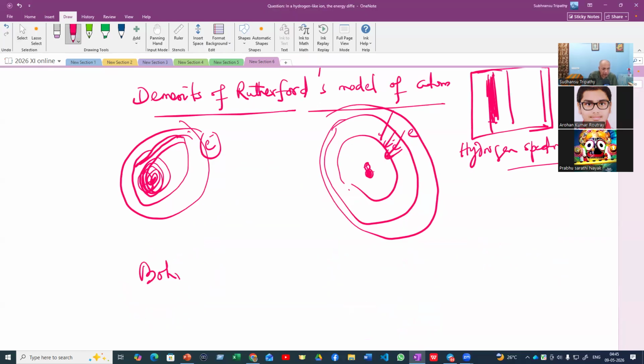Bohr said that the electrodynamics principle is failing because inside the atom, the world is different. Inside the tiny atom, the nucleus has a radius of 10 to the power minus 15 meter, and the radius of the atom is nearly 10 to the minus 10 meter. Such a tiny particle, the atom.